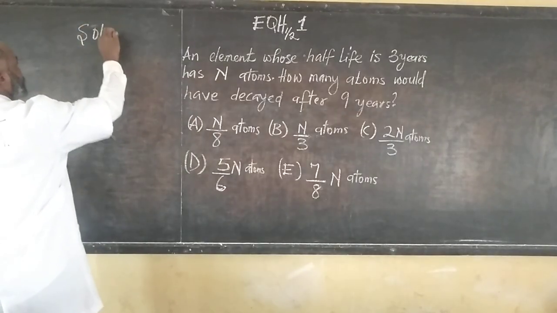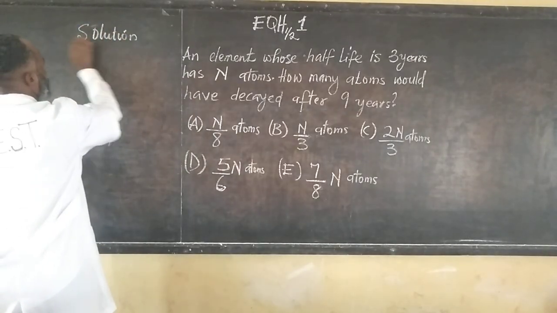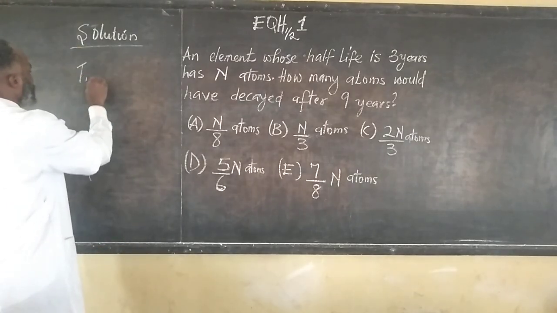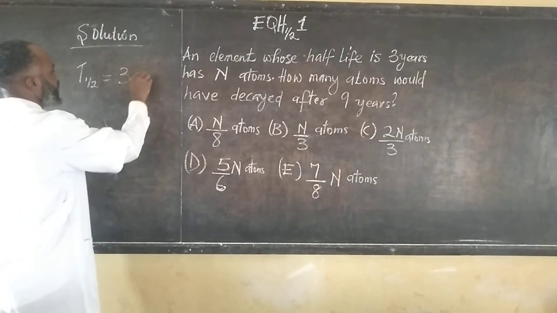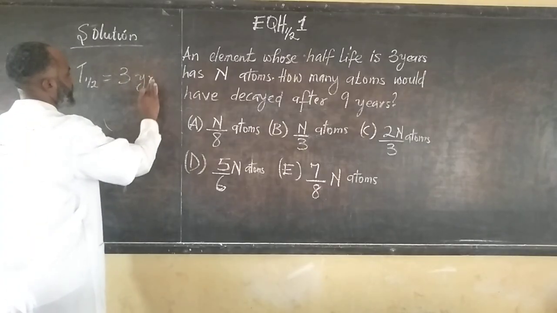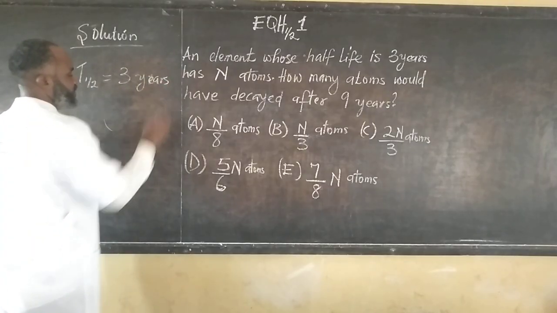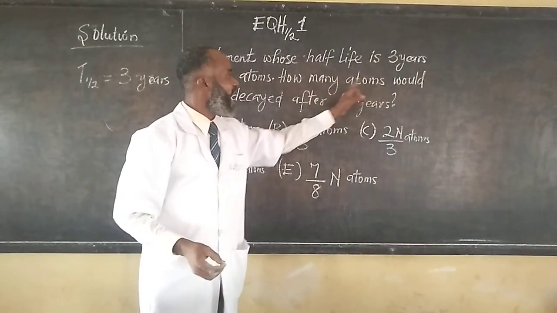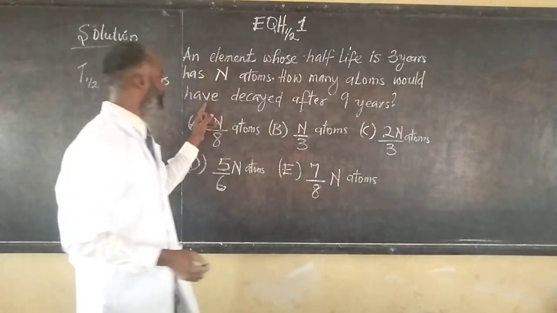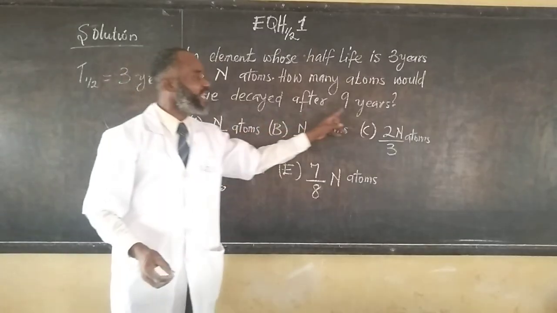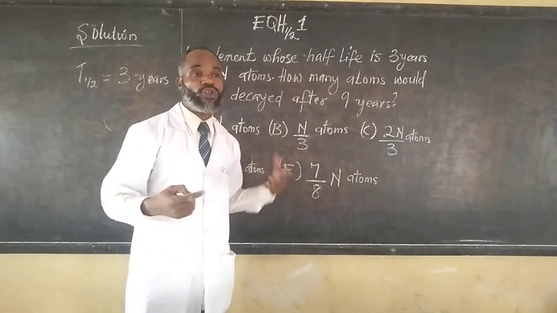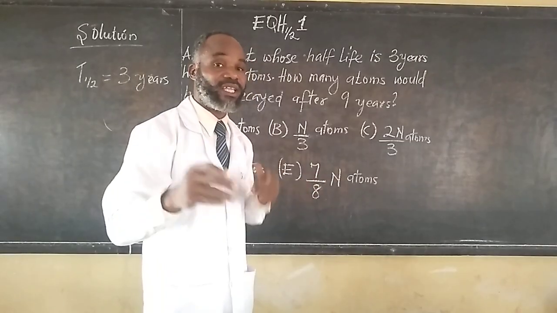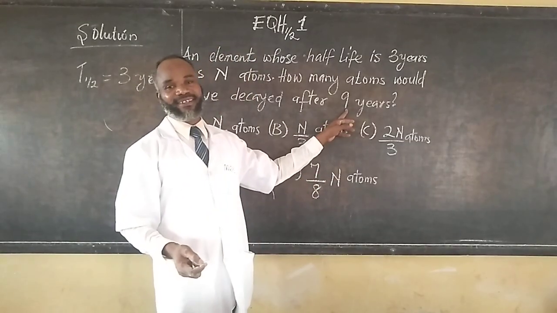Solution. Let's see. Half-life, T half, is equal to 3 years. How many atoms would have decayed after 9 years? So we need to know the number of atoms that would have decayed after the element lasted 9 years.